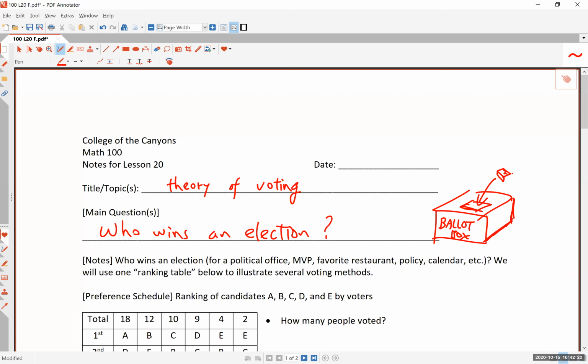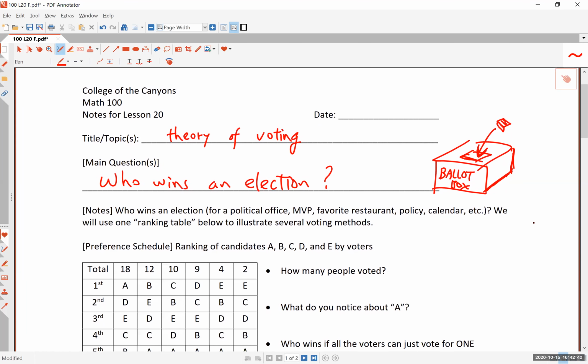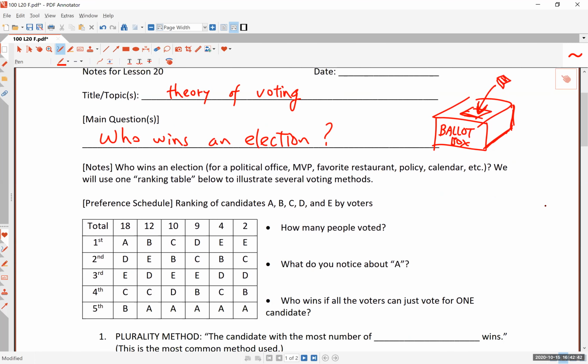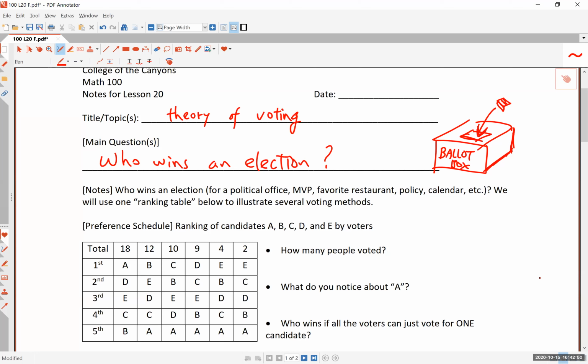And we'll talk about 4 or 5 different ways of deciding who wins an election. But typically you have this ballot, and you put one name or one choice or one option, whatever it is, and then you cast your ballot, and then you count and see who wins. That happens to be called the plurality method. All right, that's the first one we will study. But before we get into this, let's look at what really happens in the mind of these people who are voting.